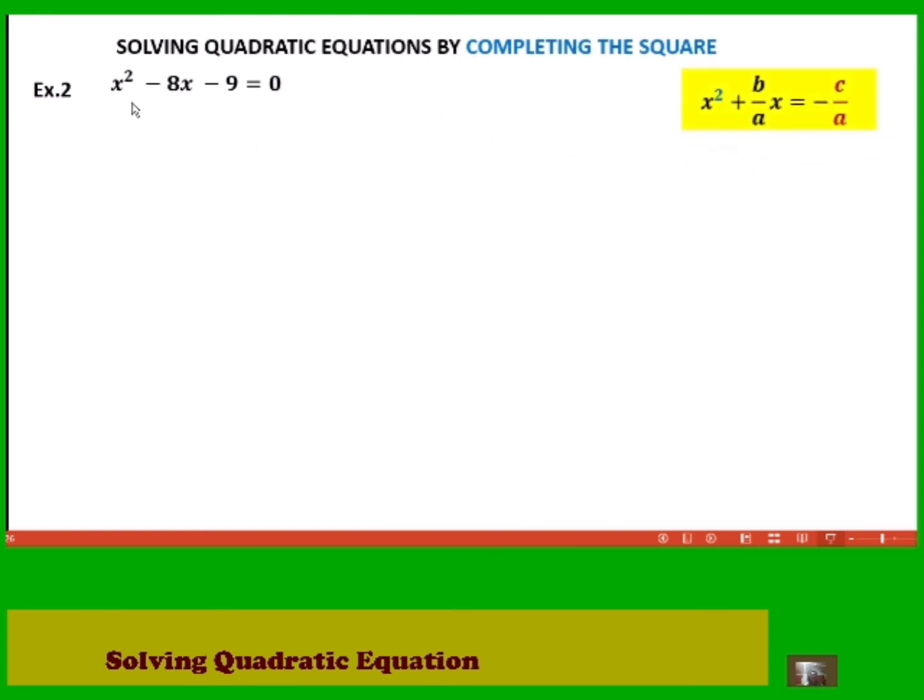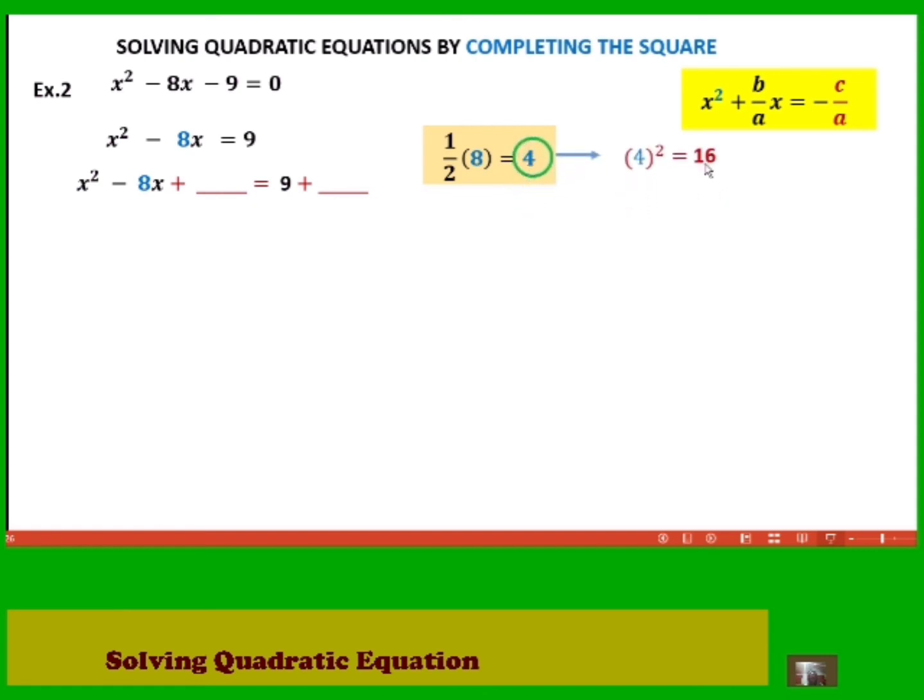So transform the given equation into this form. Transfer negative 9 to the right, it becomes positive. Add on both sides of the equation with equal value. And that number is taken from the coefficient of x, which is 8. So 8 divided by 2, or 1/2 of 8, equals 4. Then square 4. 4 squared is 16. So 16 is what we are going to add on both sides of the equation.